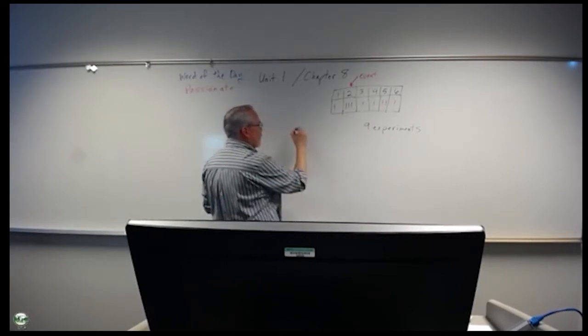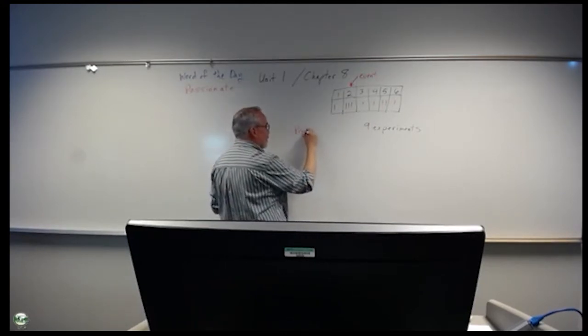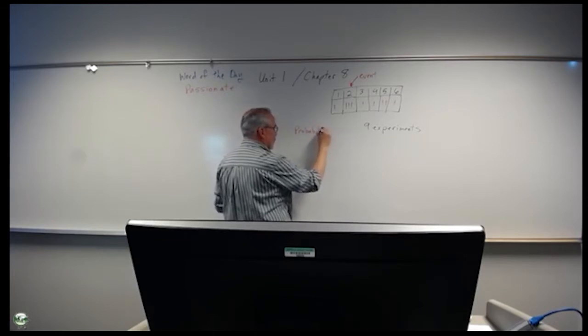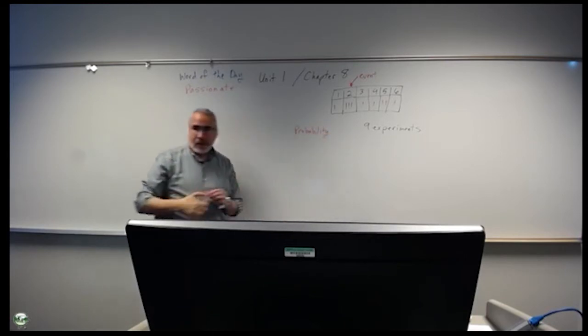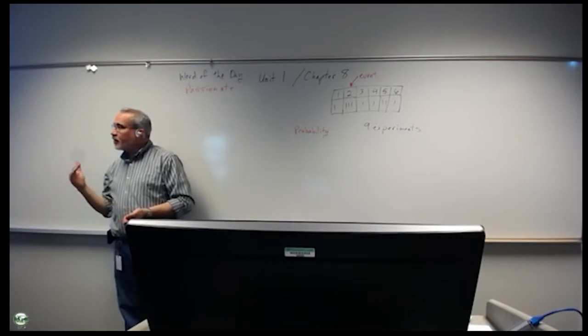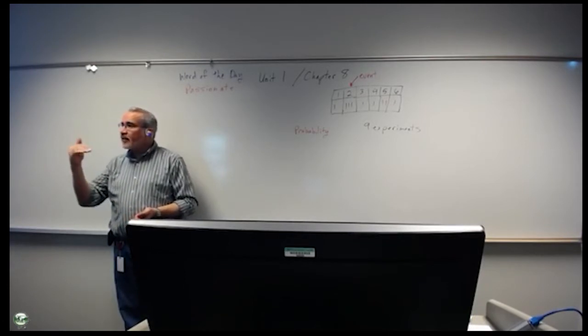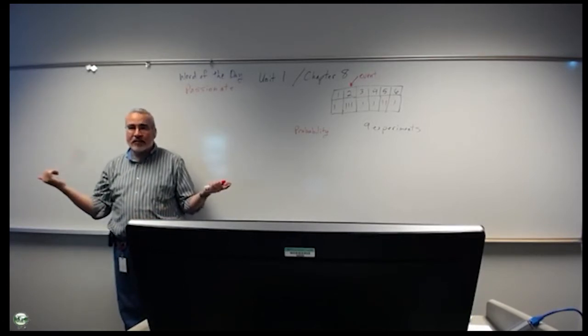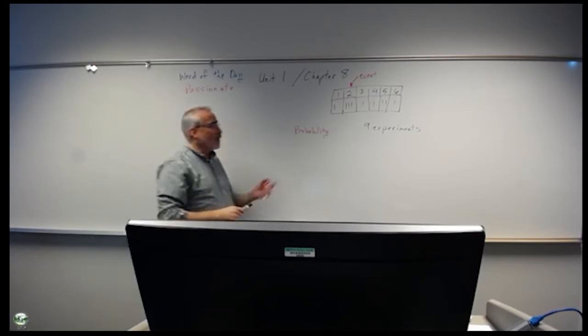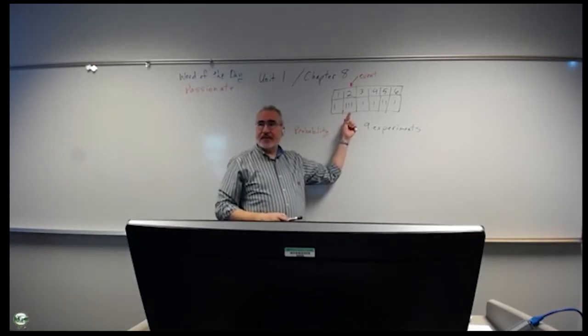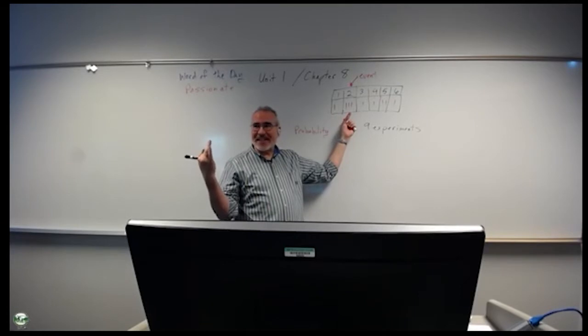And then for a probability, what I do is I count how many of my events I got and divide it by how many total experiments I did. So how many times did I get a 2? There's counting again, right? 3.